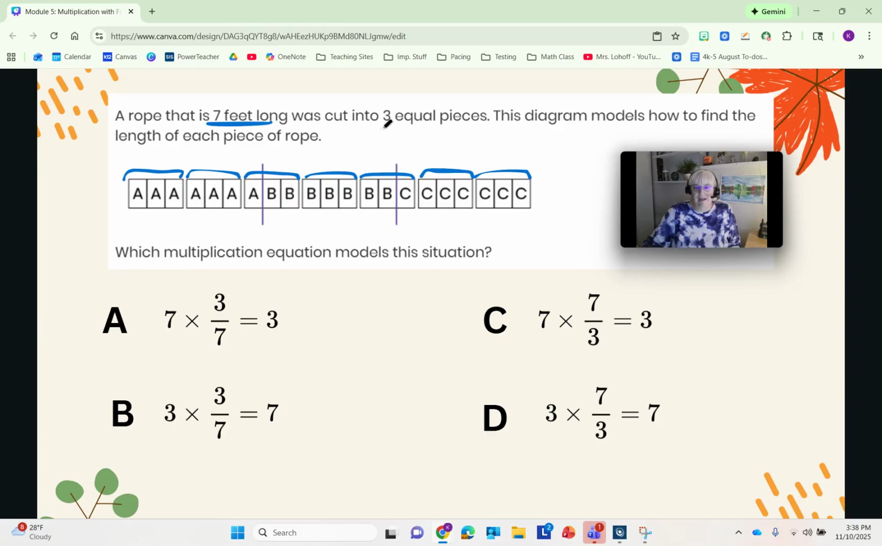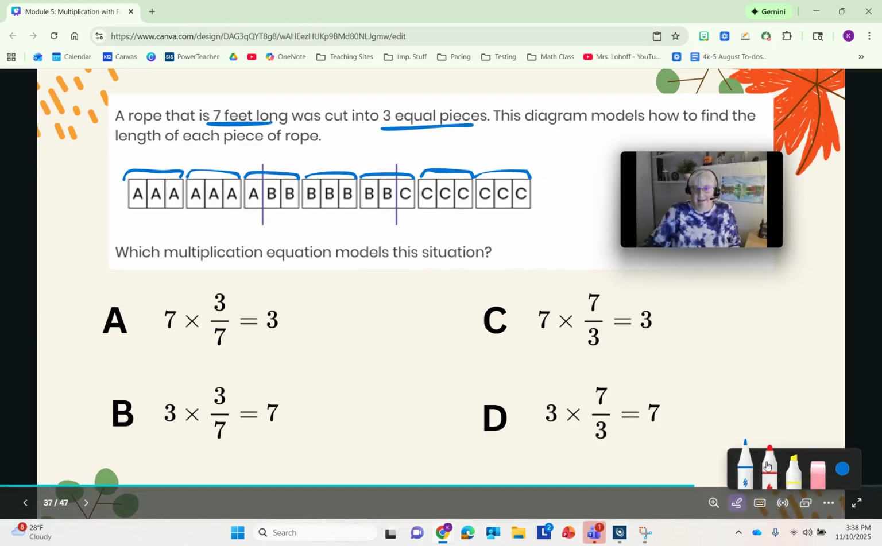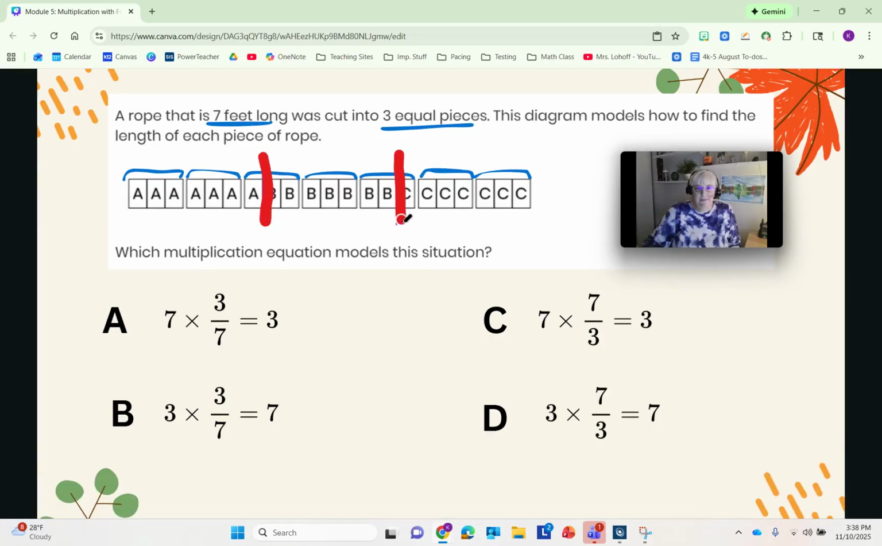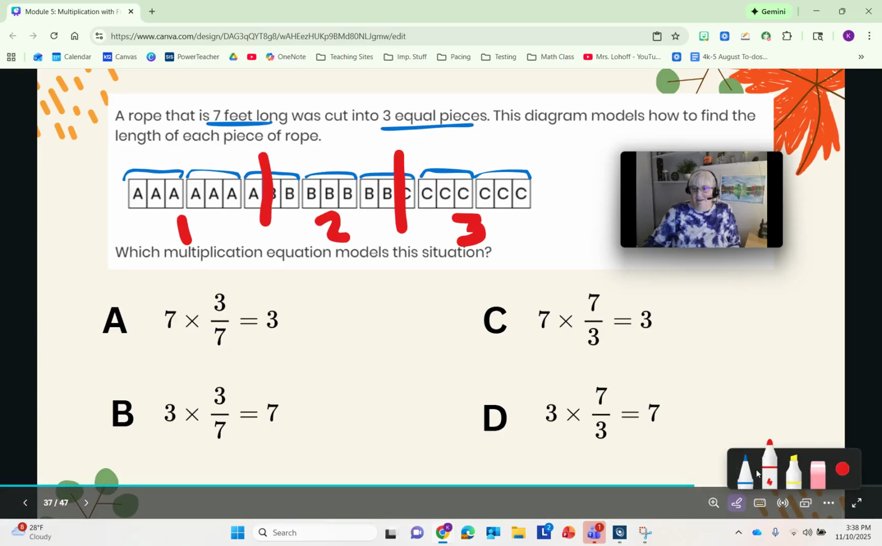And the rope is cut into 3 equal pieces. Well, I see those longer lines here. Here's one, and here's one. So this gives us 1 section, 2 sections, 3 sections. How are we going to find the length of each rope? I also see 3 letters. I see A, B, and C. Oh, it's starting to make sense.